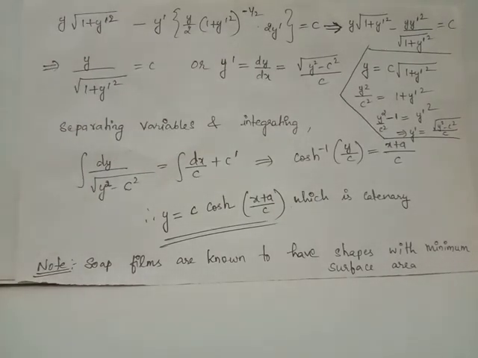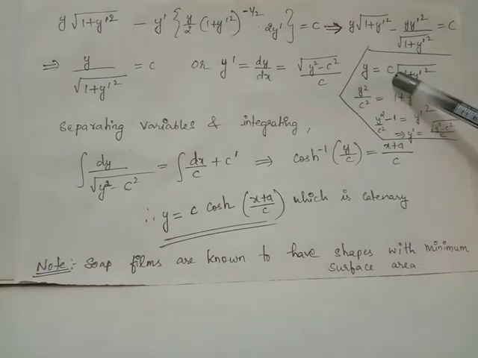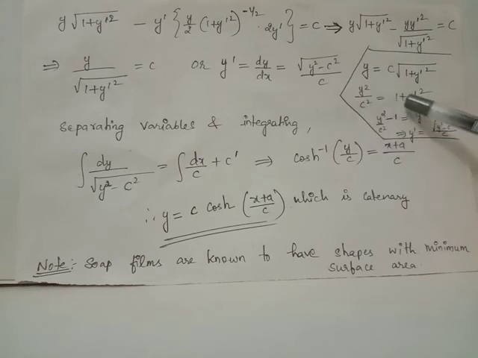From this expression, you can find out the expression for y dash, which is y equals c root of 1 plus y dash square, giving us y square by c square equals 1 plus y dash square. From where we have y dash equals root of y square minus c square upon c. Here we have dy by dx equals root of y square minus c square upon c. We separate variables and integrate both sides. We obtain integral dy by root of y square minus c square equals integral dx upon c plus c dash, which is the integration constant.